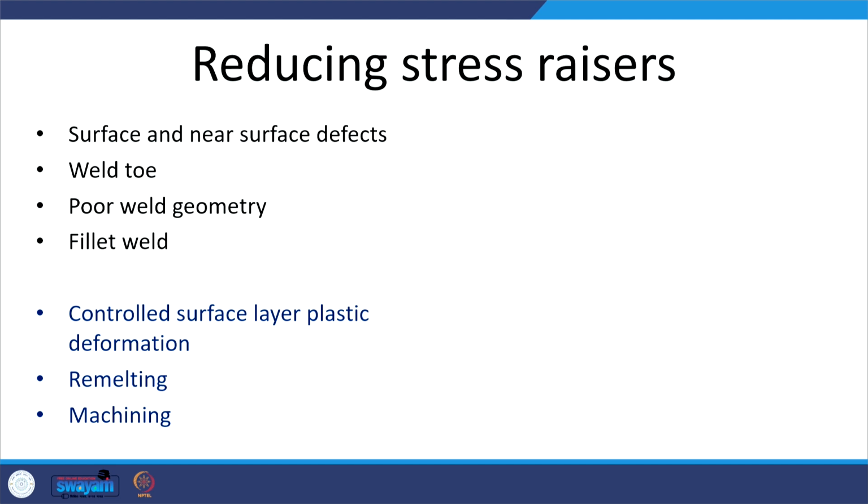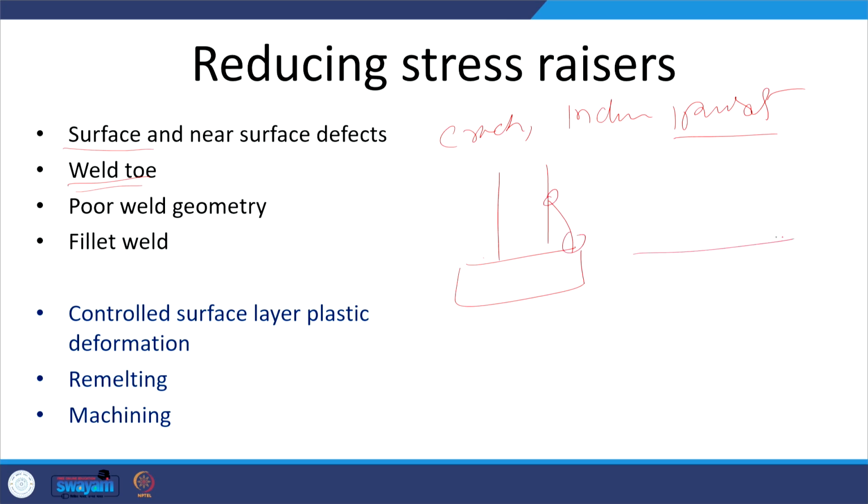These stress raisers can be present at the surface in the form of cracks, or near the surface in the form of inclusions or porosity. Stress raisers may also be there in the form of the weld toe. Like in a fillet weld, at the toe of the weld there is a high stress concentration. Even in the butt joint, if the weld bead angle is not proper, then at the toe of the weld the stress concentration also becomes very high.